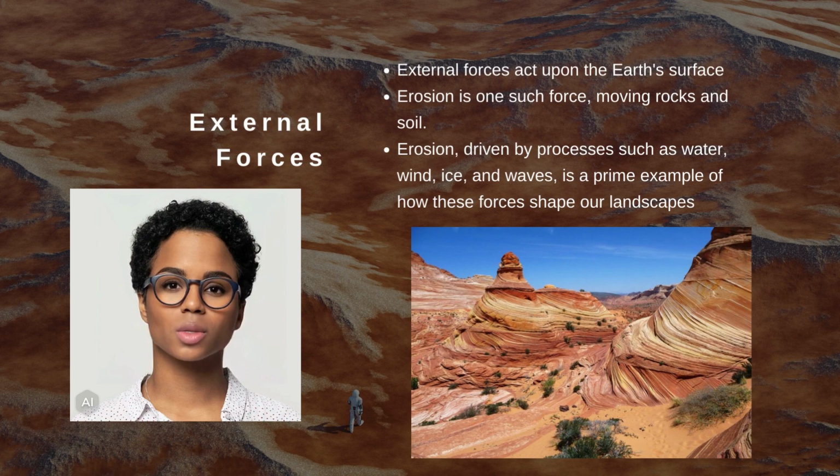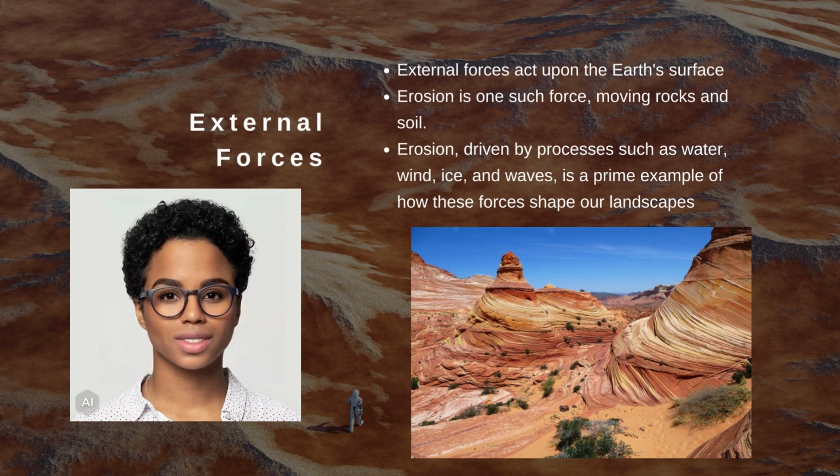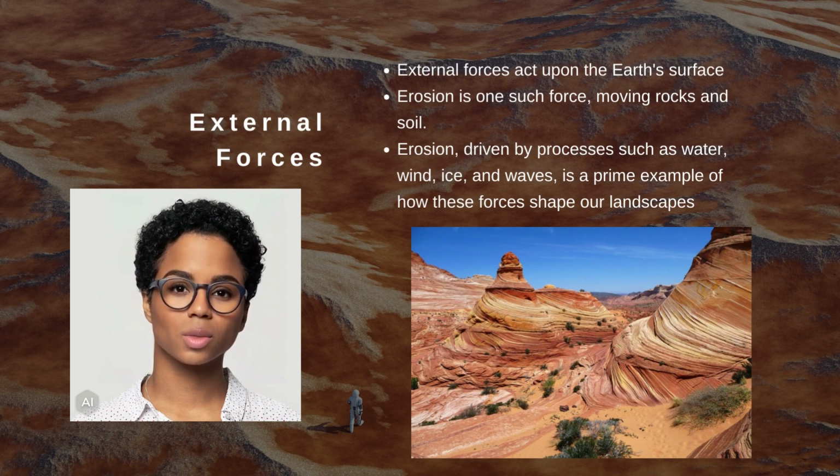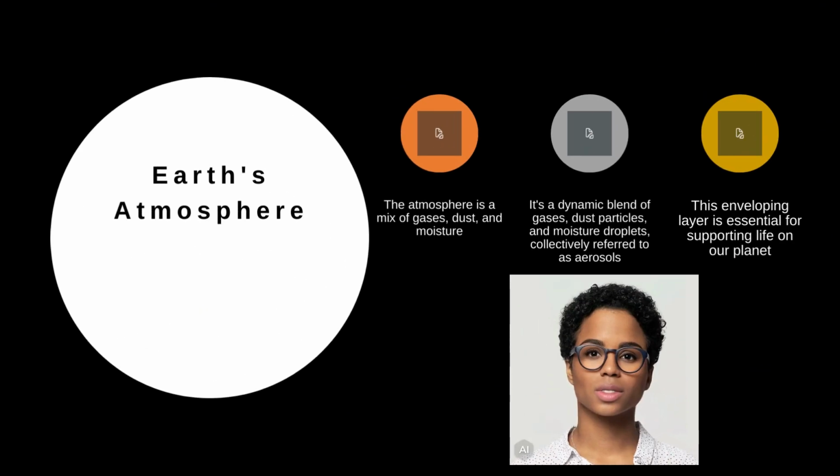Moving on to external forces, these are the factors that act upon the Earth's surface from the outside. Erosion, driven by processes such as water, wind, ice, and waves, is a prime example of how these forces shape our landscapes. Now, let's transition to the Earth's atmosphere.